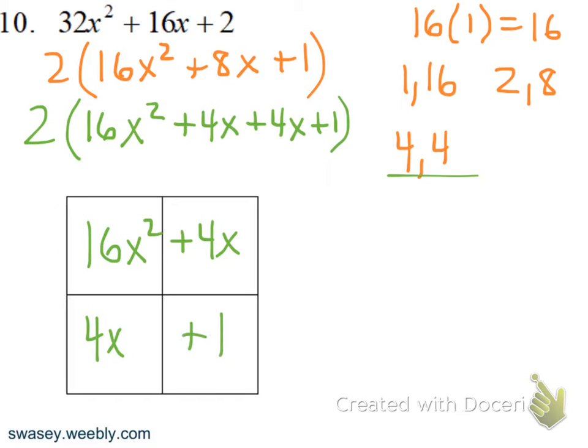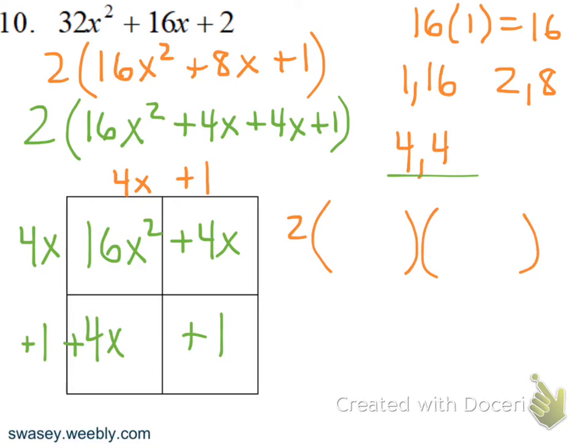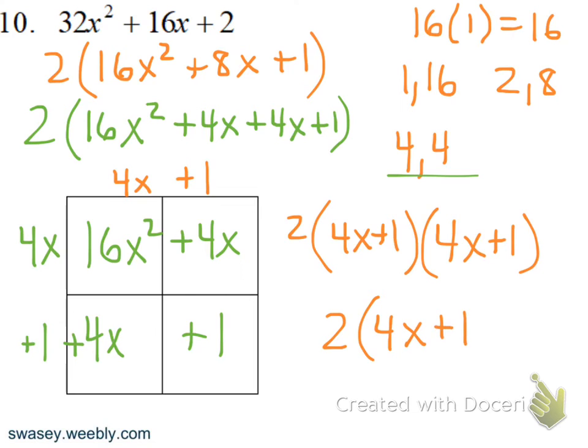GCF of the top row is 4x. GCF of the bottom row is 1. Divide those out. 16x squared divided by 4x is 4x. 4x times 1 is 4x, so it checks with the bottom row. 4x divided by 4x is 1. 1 times 1 is 1. So we still have the GCF in front, and now we have factors of 4x plus 1, 4x plus 1. If you happen to see the same factor twice, you can write it as that factor squared. We just happen to have that on this one.